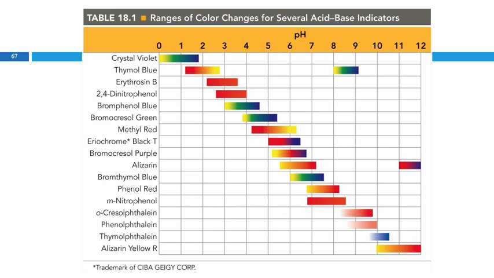So we're going to do an unknown weak acid experiment, and one of the things you're going to have to do when you determine what your acid is and what its pKa is and stuff is you're going to have to choose 2 appropriate indicators for titrating it.